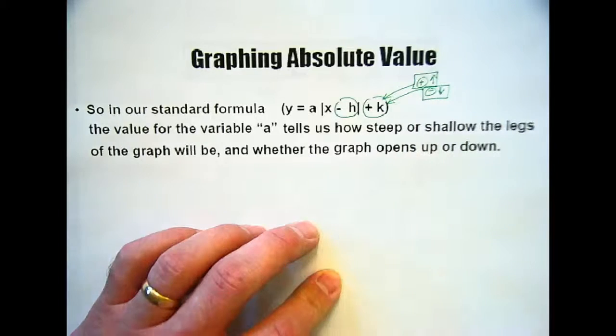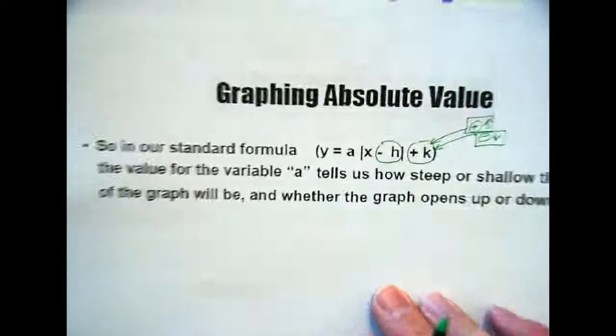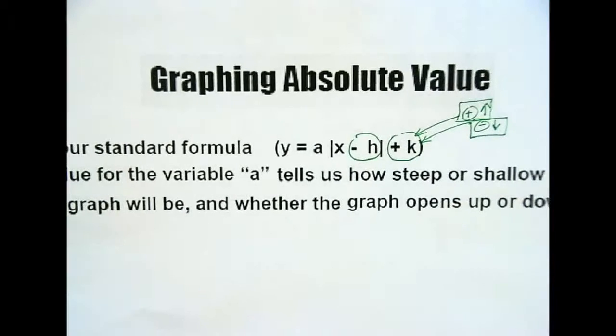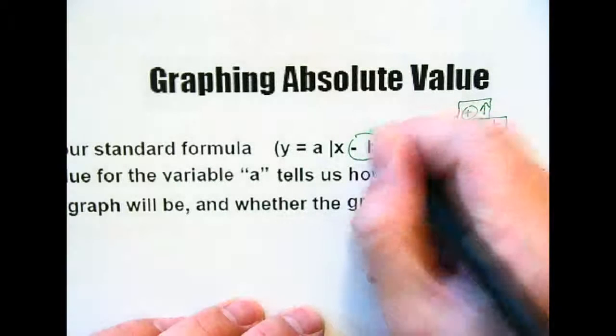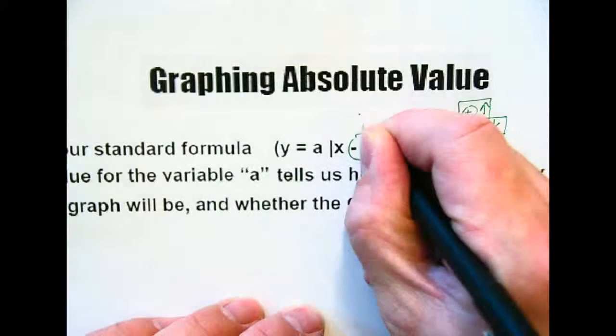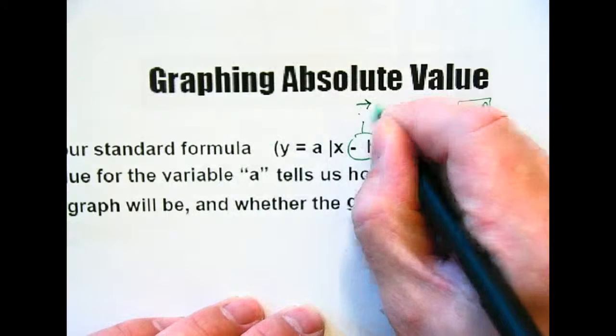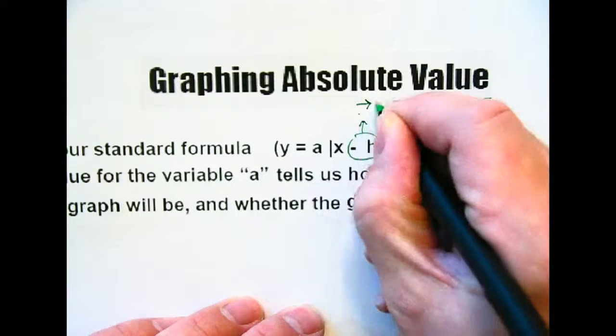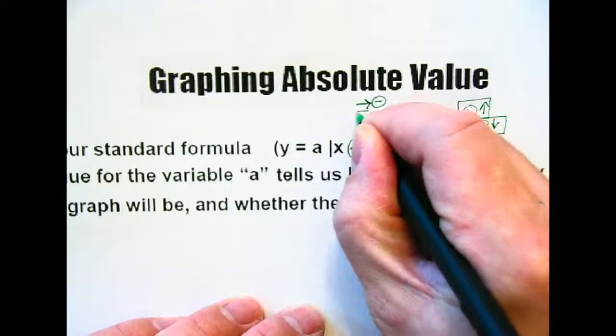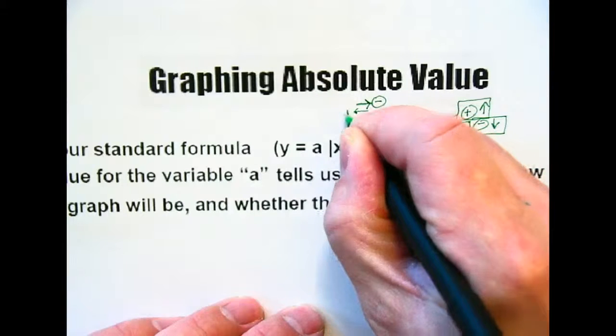That's a little small there. Let's zoom in. What does h do? It moves it side to side. So h moves it to the right when it's negative. Okay, it moves it to the left when it's positive, which seems backwards, right?